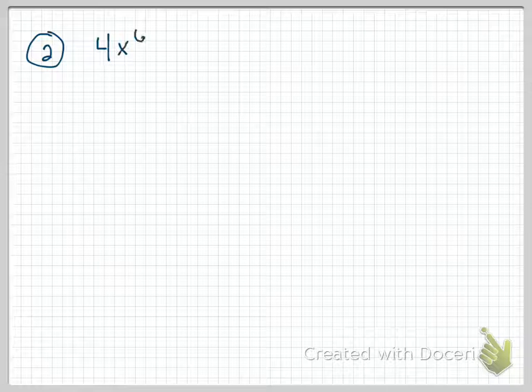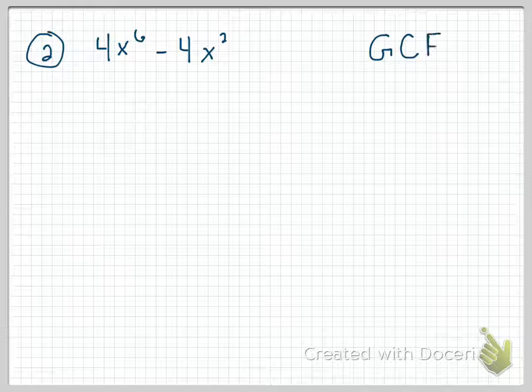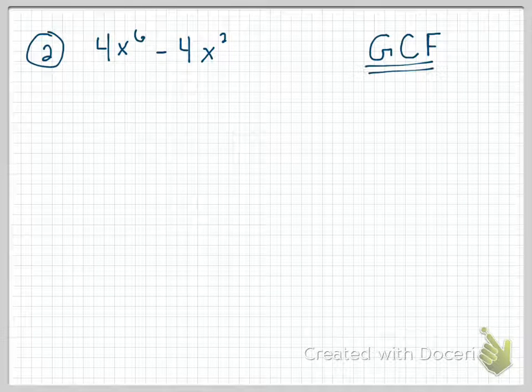Let's go to a new page here, and we'll look at problem number 2. Number 2, a lot of people had a difficult time with. We've got 4x to the 6 minus 4x squared. Again, we always start with GCF, everybody, and that's what a lot of us forgot.